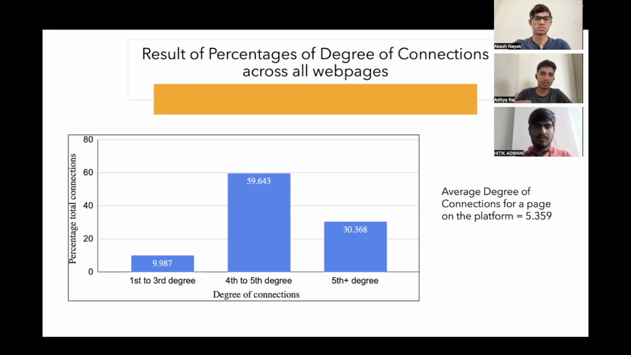And we can say that we don't really have to waste any computation power in recommending websites which are fifth plus degree. And we can recommend websites up to the fifth degree, and there's a very high chance that the users or the web pages will like each other.